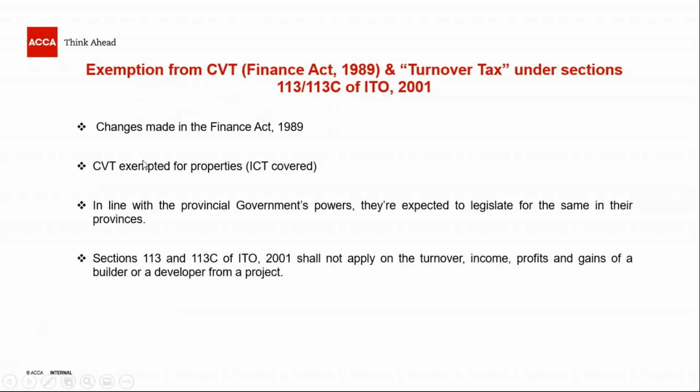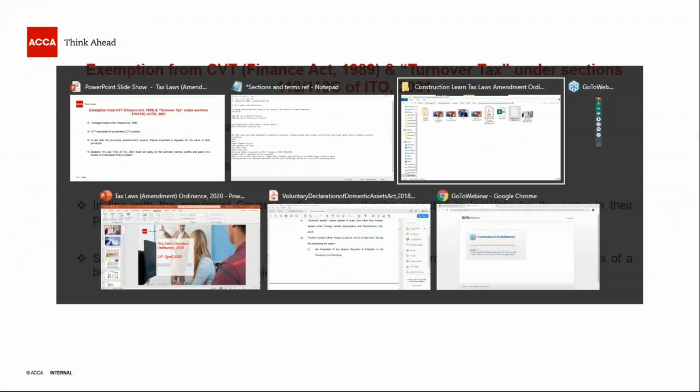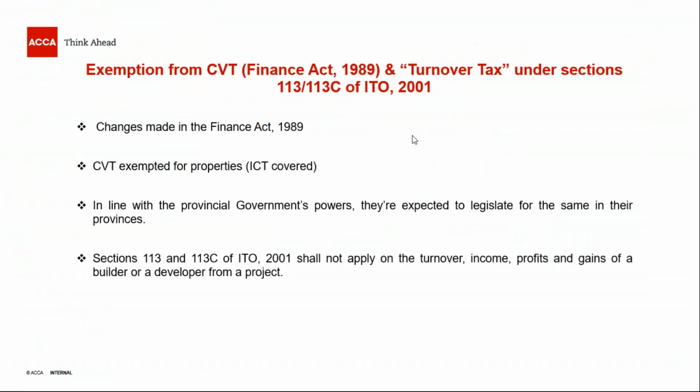So first of all, CVT changes have been made in the Finance Act 1989, and CVT has been exempted. But we do know that the provinces now have the power, especially post 18th Amendment, autonomous rights. The provinces now have the power and are expected to legislate for the same in the provinces. But by making a change in the Finance Act 1989, the CVT is being exempted for all kinds of property transactions within the territorial jurisdiction of the Islamabad Capital Territory. Section 113 and 113C of the Income Tax Ordinance 2001 shall not apply on the turnover, income, profits, and gains of a builder or developer from a project.